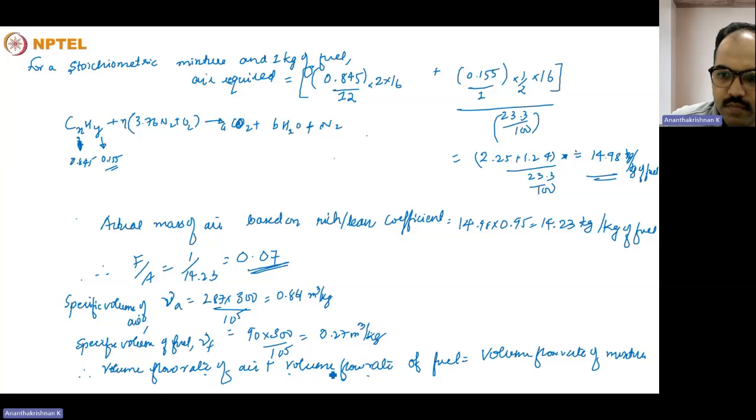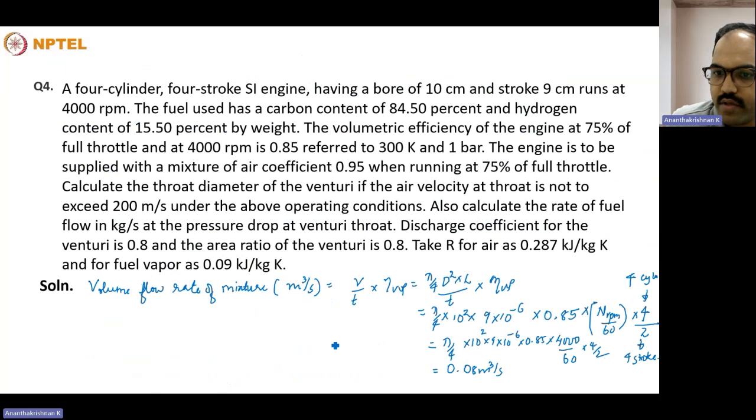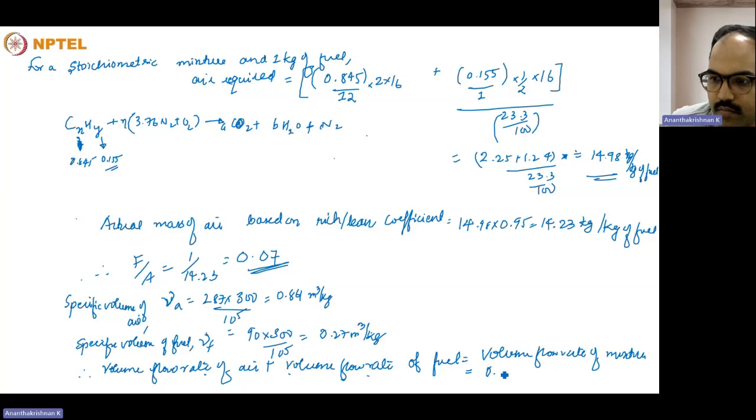The mass flow rate of the fuel from this kind of an analysis: we know the volume flow rate of the mixture, that is equal to 0.08. We have already calculated that. And the volume flow rate of air and the fuel will be equal to mass flow rate into the specific volume: the mass flow rate of air into specific volume of air, plus mass flow rate of fuel into specific volume of fuel. The mass flow rate of fuel will be equal to 0.07 times mass flow rate of air, or vice versa. Mass flow rate of air will be equal to mass flow rate of fuel divided by 0.07, that will be equal to 14.23.